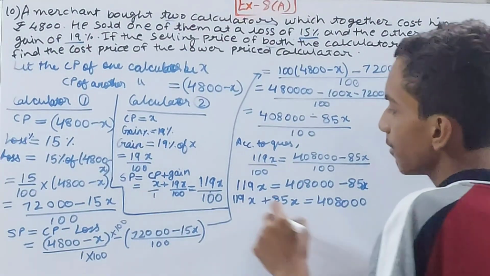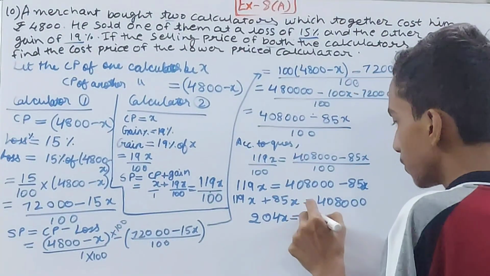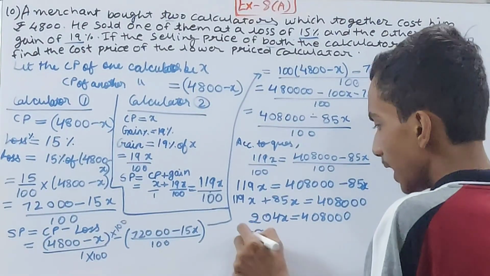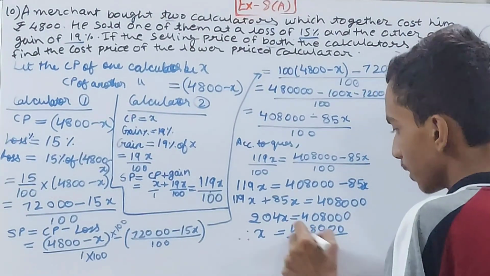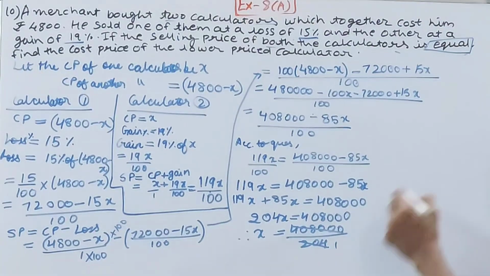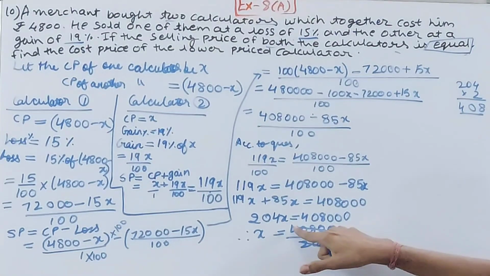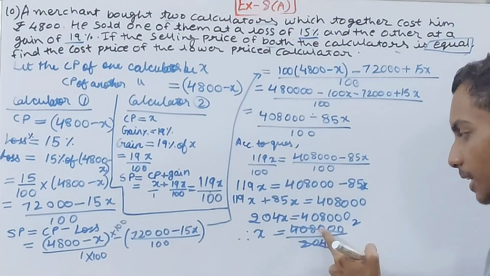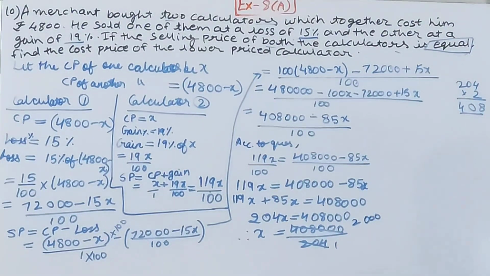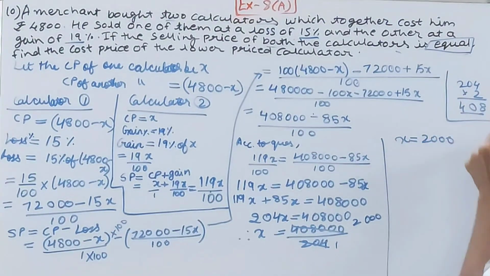So 119 plus 85, what is that? 9, 5, 14, 1 carried over, 8, 10, and 204x is equal to 408000. Therefore x will be equal to 408000 by 204. Cancel this. See here carefully, 204 into 2, that is 408. So 204 and 408, we can cancel them, right? This will go 1 times by 204, 408 will go 2 times by 204. And how many zeros are after 408? 1, 2, 3. Okay, 2000. So x is equal to 2000, that is clear, right?